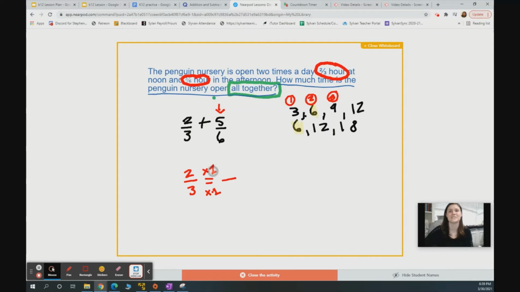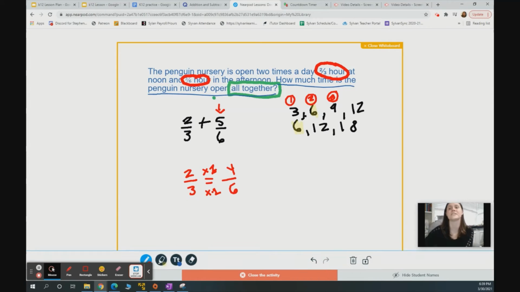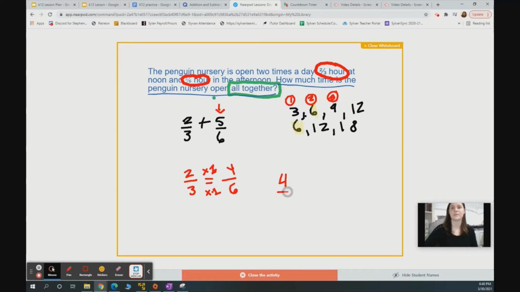It's not a very good 2. All right, 2 times 2 is 4, remember? And then 3 times 2 is 6. So that tells me that I now have the problem 4/6 plus 5/6. Okay?